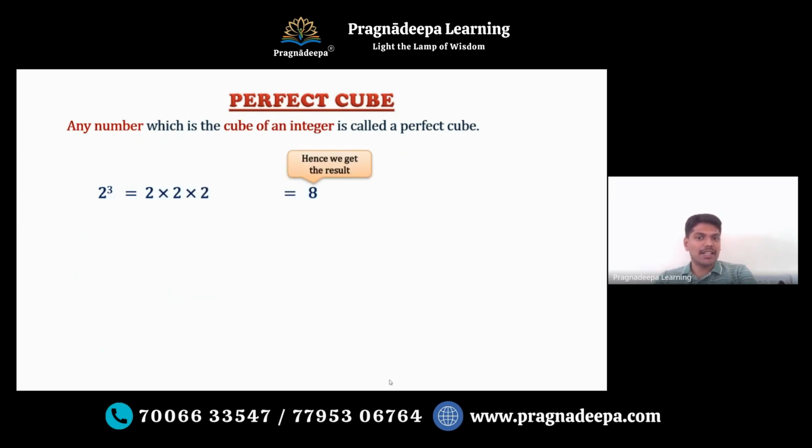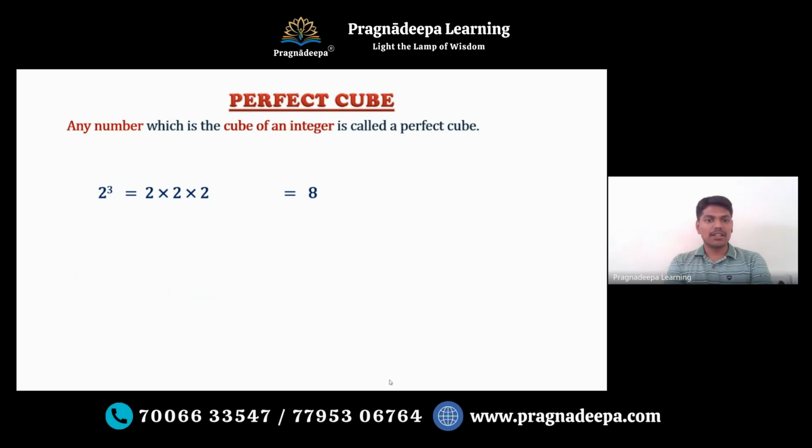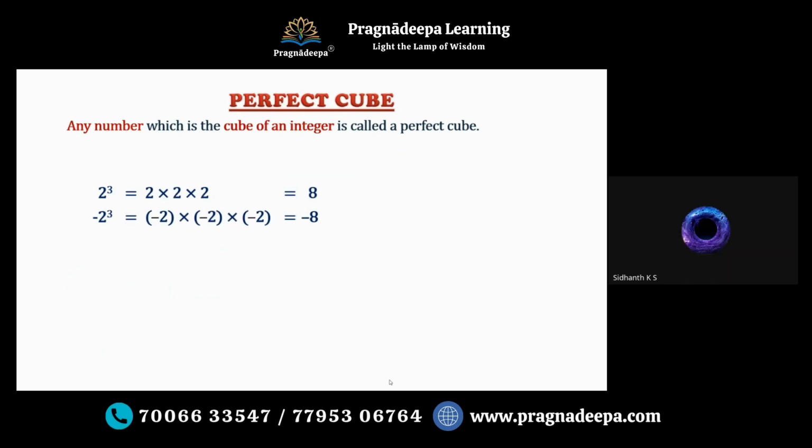Now tell me, 8 is the perfect cube, correct? Not 2. Did you understand, Siddhant? Yes, sir. Okay. Let us take, say, minus 2 cube. Multiplying minus 2 three times is minus 8. So minus 8 is also a perfect cube, correct? Yes, sir. Perfect.